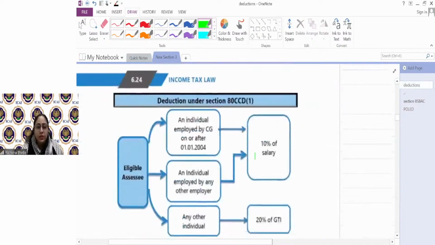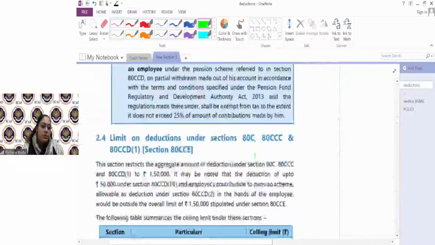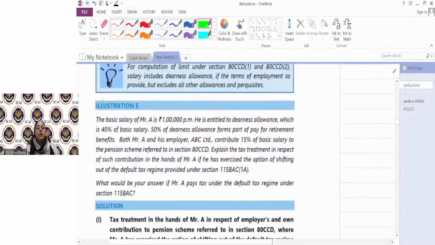Simple. Got it? So this is all about understanding NPS. We will do one question to get a more detailed understanding, which is illustration number 5. The basic salary given in this question of Mr. A is 1 lakh per month. He's entitled to dearness allowance of 40% of basic salary. 50% of dearness allowance forms part of the retirement benefits. He contributes 15% of basic salary to NPS, and the employer also makes a matching contribution.